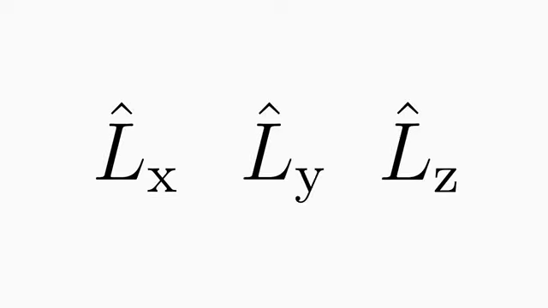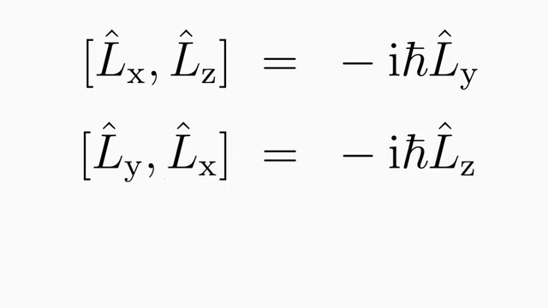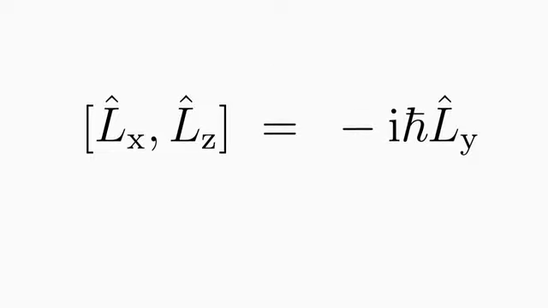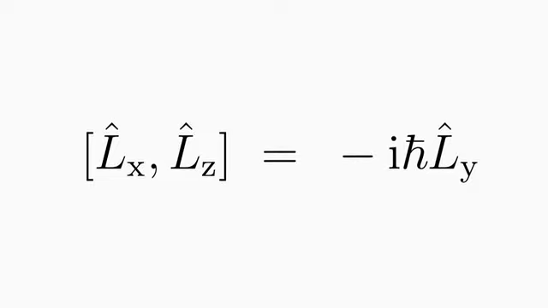So now we can ask, can we know exactly all three angular momentum components of a quantum mechanical particle? Short answer, no. To prove this, we need to calculate the commutators of the angular momentum components. We will find that they are all non-zero. Therefore, it is impossible to know two angular momentum components at the same time. Let's look at the commutator of Lx and Lz to demonstrate that it is not zero.